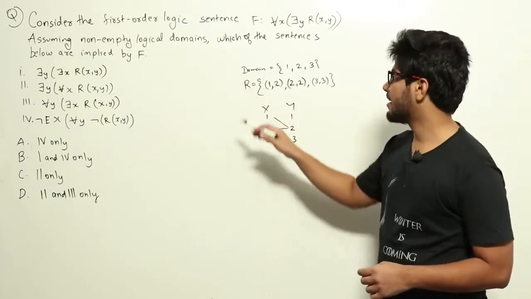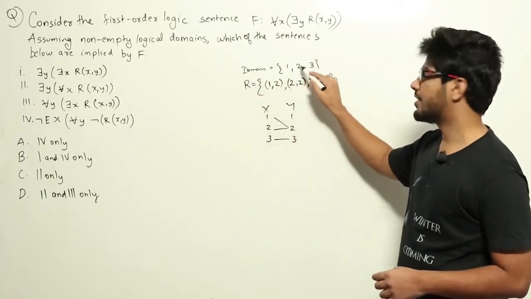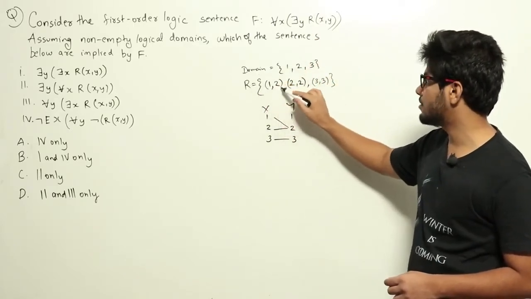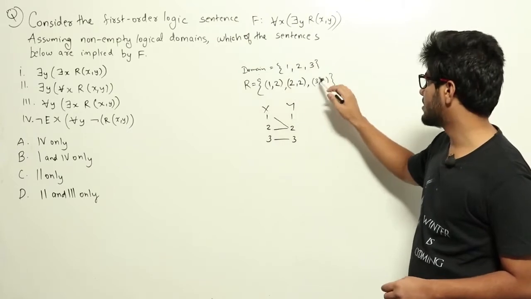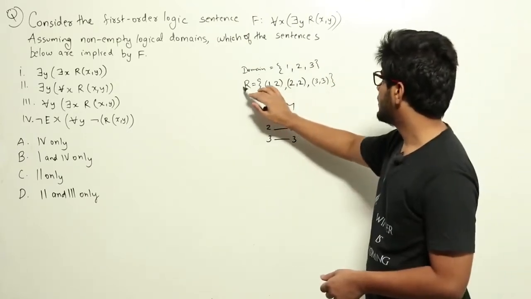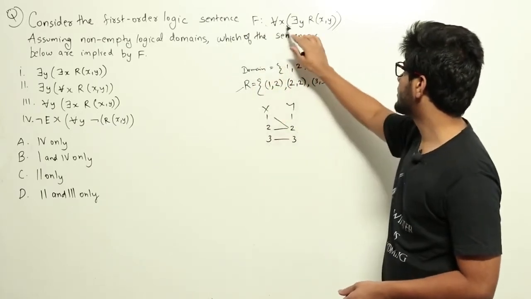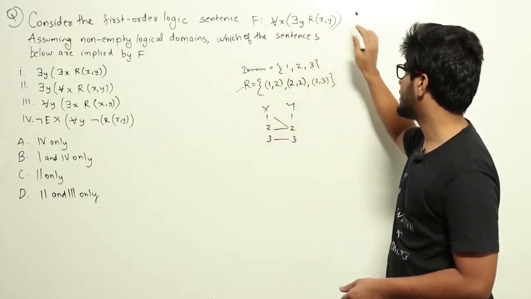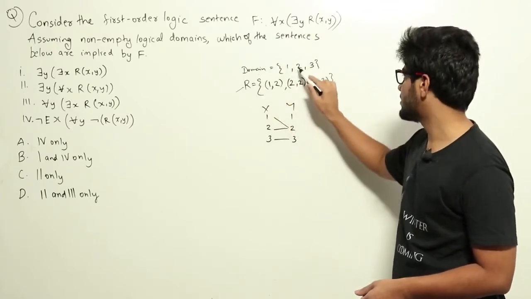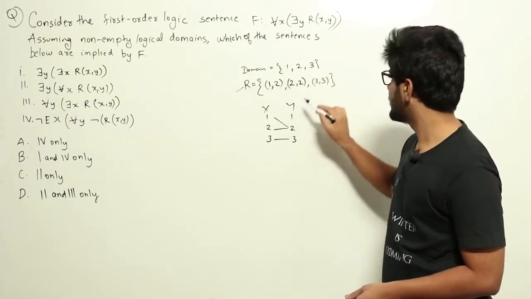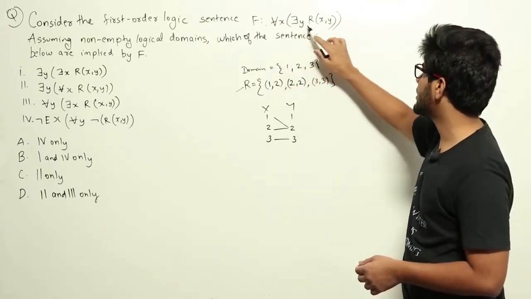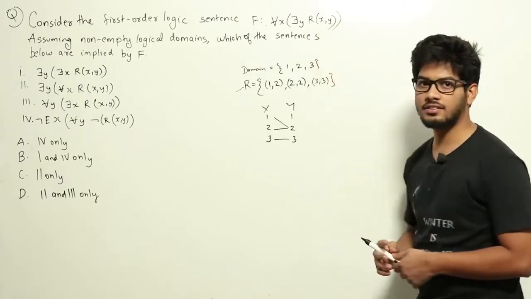Let's first consider an example here. Let the domain be the numbers 1, 2 and 3. And suppose the relation R is that 1 is related to 2, 2 is related to 2 and 3 is related to 3. This is an example which I wrote just now. Now, this satisfies the condition for all X, there exists Y such that X is related to Y. When X is 1, it is related to 2. When X is 2, it is related to 2. When X is 3, it is related to 3. So, the statement saying that for all X, there exists Y such that X is related to Y is true.